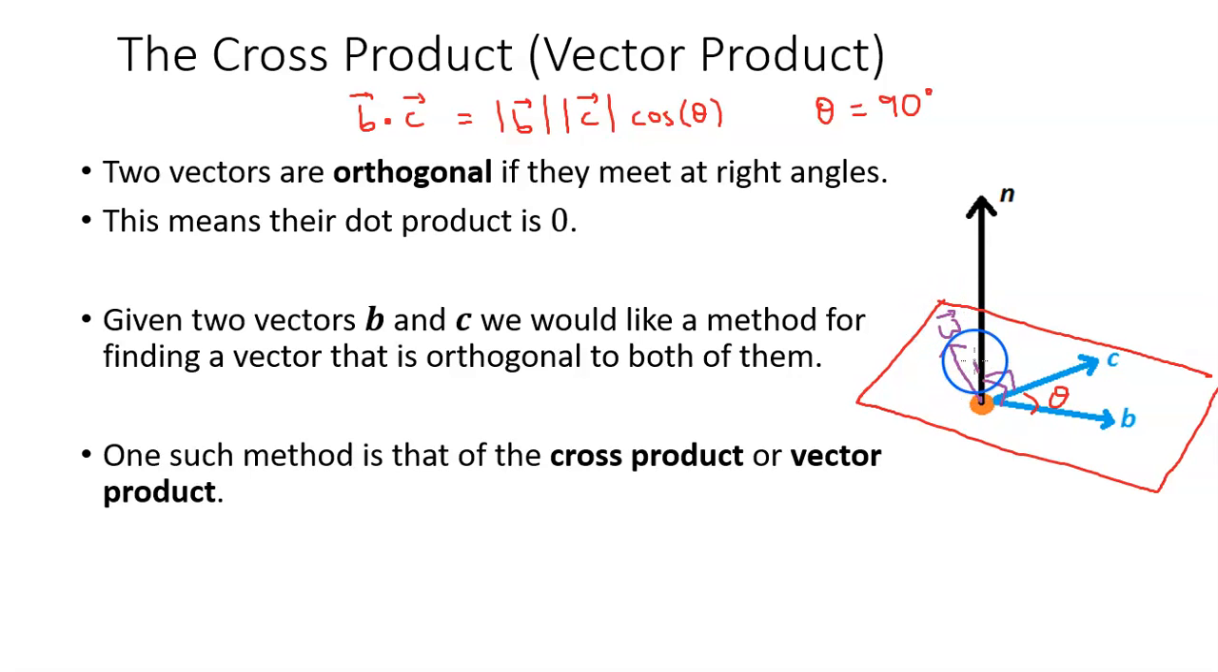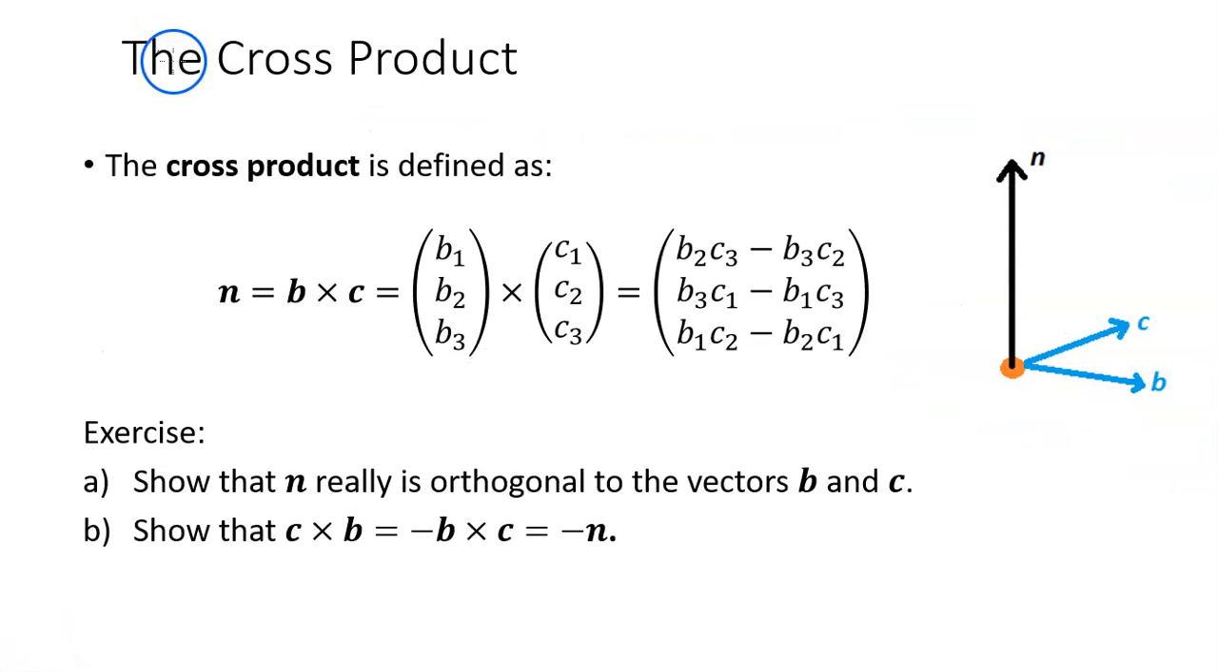It's also going to meet every other one of those vectors at 90 degrees as well, because W is a linear combination of B and C. W is equal to lambda times B plus mu times C. Anyway, one such method of finding this vector is to use the cross product, or vector product. So we finally arrive at the cross product. The cross product is defined as n equals B cross C, which is (B1, B2, B3) cross (C1, C2, C3), where this is obviously the vector B and this is obviously the vector C.